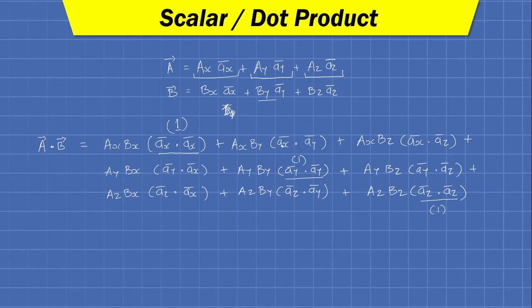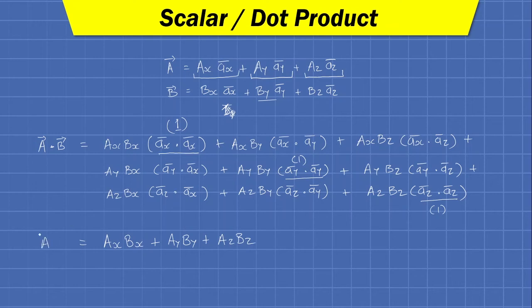We have also seen a property that the dot product of mutually perpendicular unit vectors will be 0. So these 6 terms, that is ax bar dot ay bar, ax bar dot az bar, ay bar dot ax bar, ay bar dot az bar, az bar dot ax bar and az bar dot ay bar, all these terms will be 0. So finally we will only have ax bx plus ay by plus az bz.